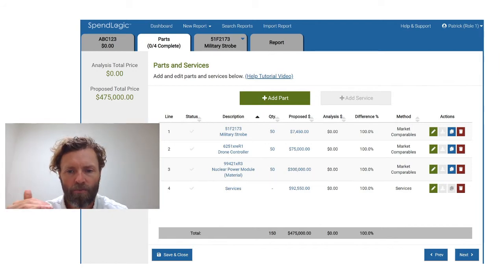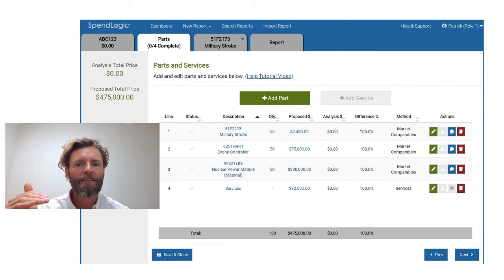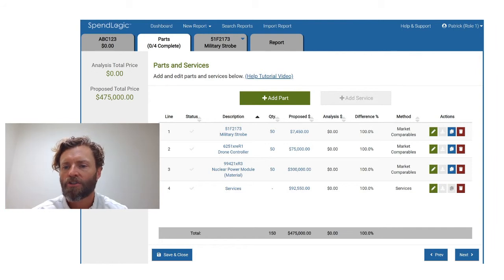Again, SpendLogic will lead you through the steps required to do an analysis on each of these. Right now it's showing that all of these are market comparables. You can do price history, parametric, published price list, whatever makes sense. I've just set it up so that it's market comps in this case. But again, SpendLogic will lead you through that process. So if you're not familiar with how to do a price analysis on something like this, you can use SpendLogic. The rate and factor tool is very unique in the marketplace, and we can help you work through that.